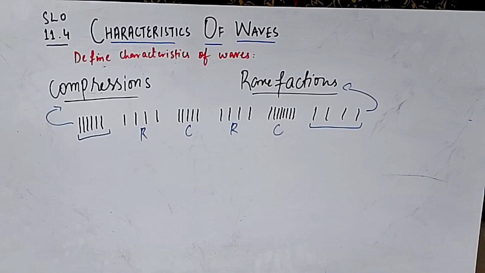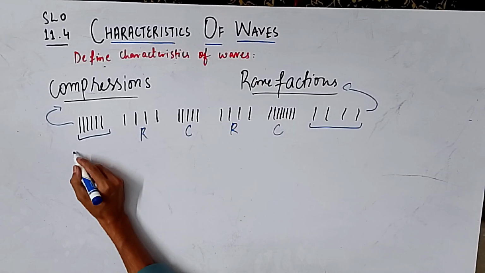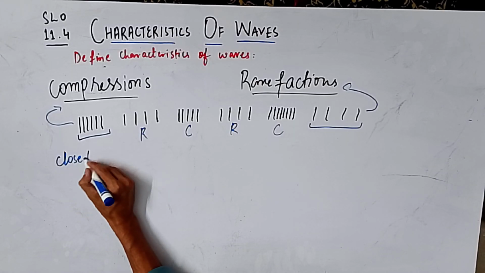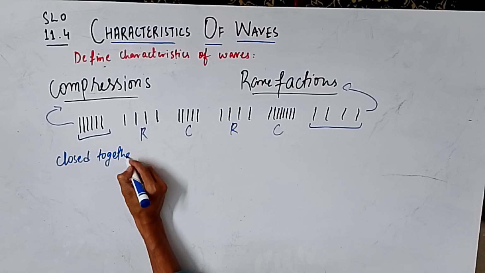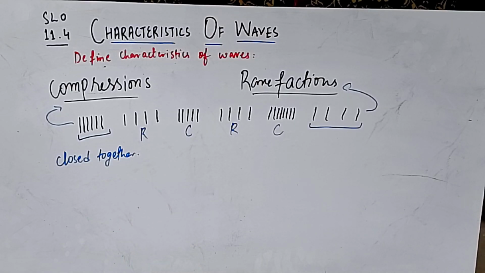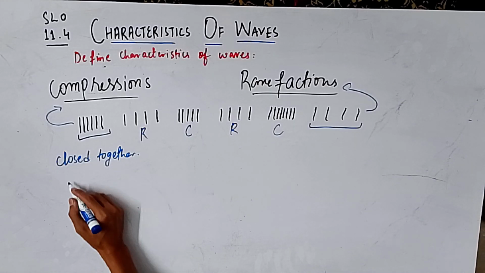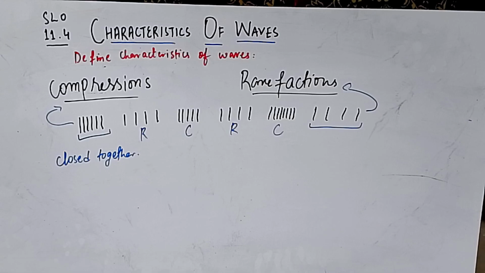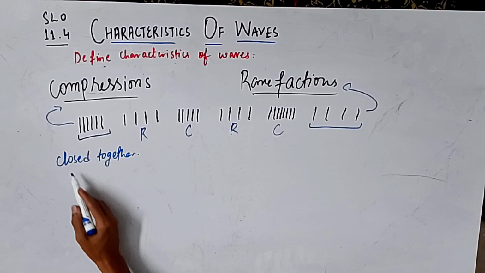So by definition, a compression is a region of a longitudinal wave where the particles of the medium are close together, producing high pressure and high density. So in this area, the particles are close together, and from this word you can understand by yourself that when things are very close together, they build pressure, and the density is high. In the MCQs they can ask whether in the compression phase the density is high or low, the pressure is high or low. You can find the results by yourself from words like these.